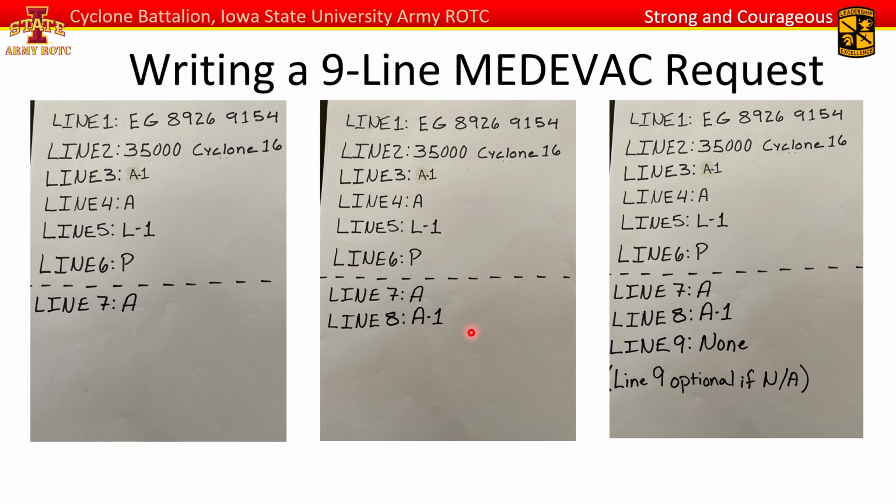We have Alpha 1, so it is 1 U.S. military casualty. So again, that is the brevity code for U.S. military, and then you have the number. So you always give the brevity code first, and then the number following that.